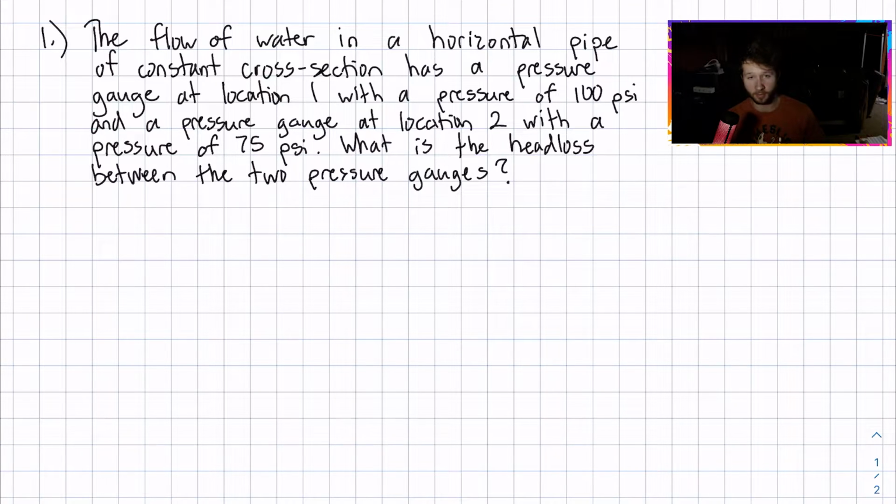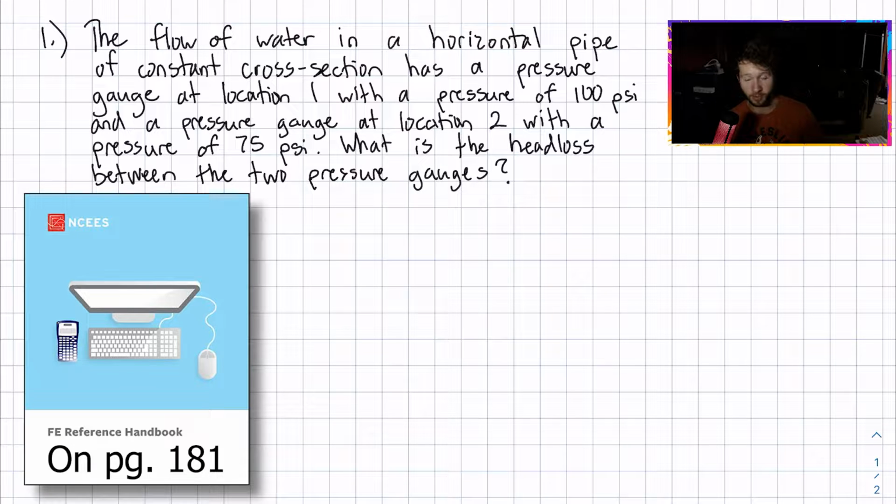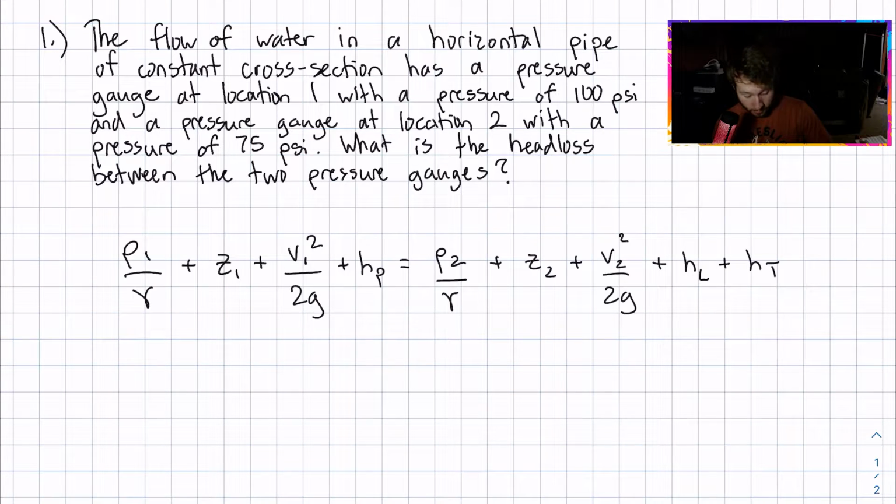All right, first things first, we're dealing with pressurized pipe flow, so we're probably going to have to use the energy equation in some form. I'm going to write that down. Okay, so here is our energy equation. If we remember, we have pressure head, elevation head, velocity head, head supplied by pumps, and then the same on the other side. And then these final two terms, we have the head loss and head supplied by turbines.